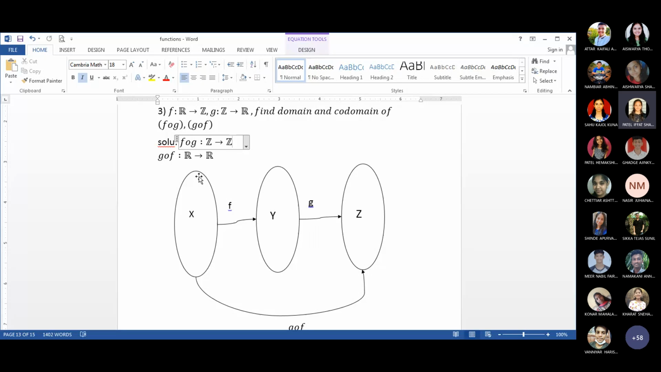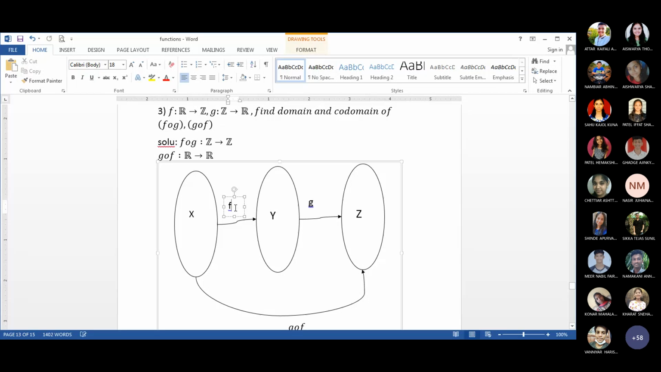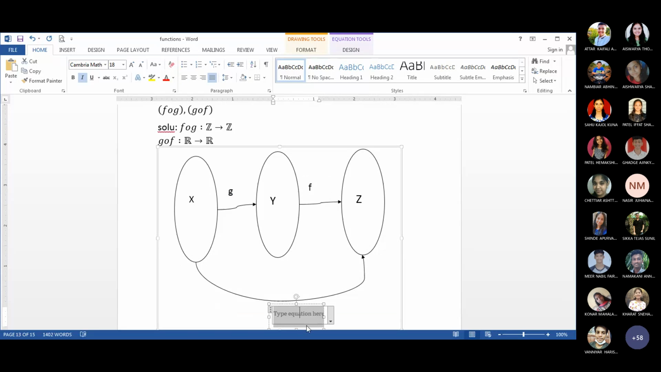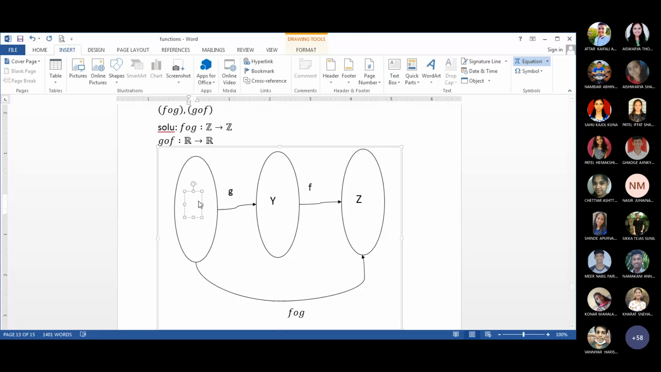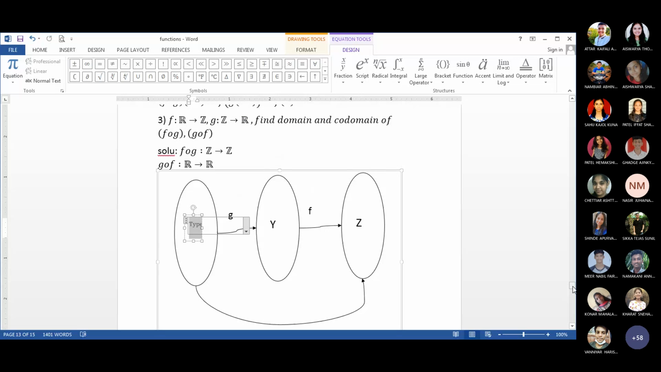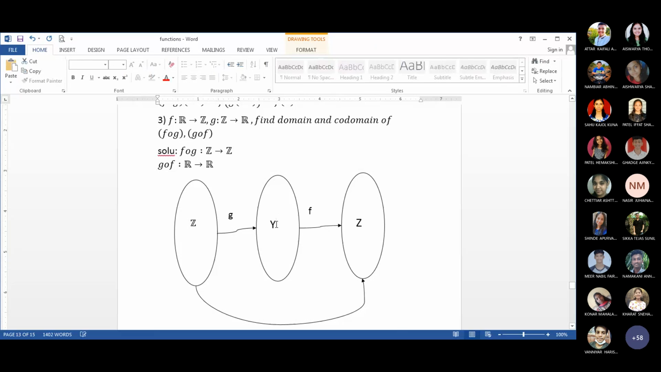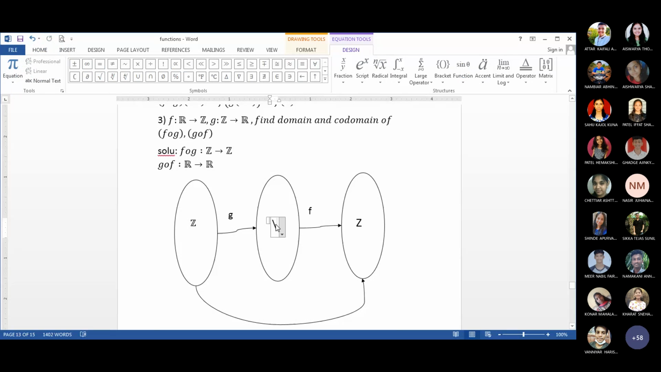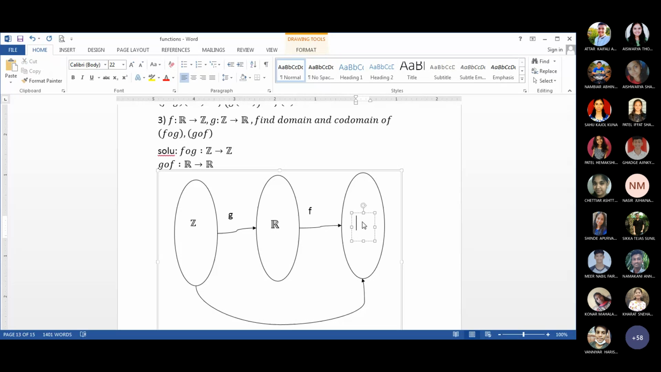Okay, so what I will do is I'll try to explain with the diagram which I have. For f composed with g, here I will take g, here I will take f, and this is my f composed with g. In place of X, what was the domain of g? The domain of g was Z, correct? And what was the codomain of g? R. And what was the codomain of f? Z.